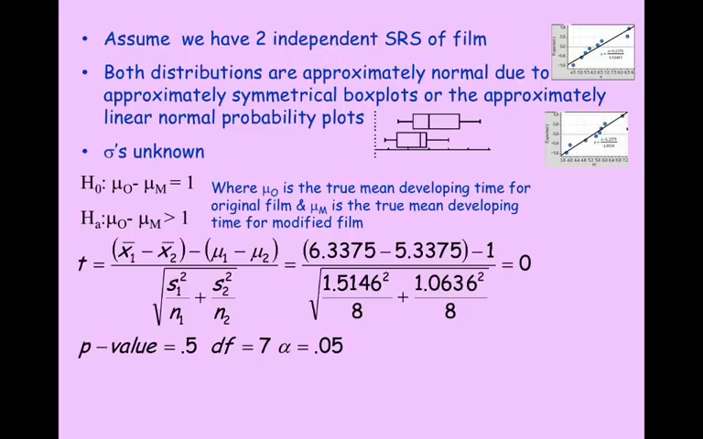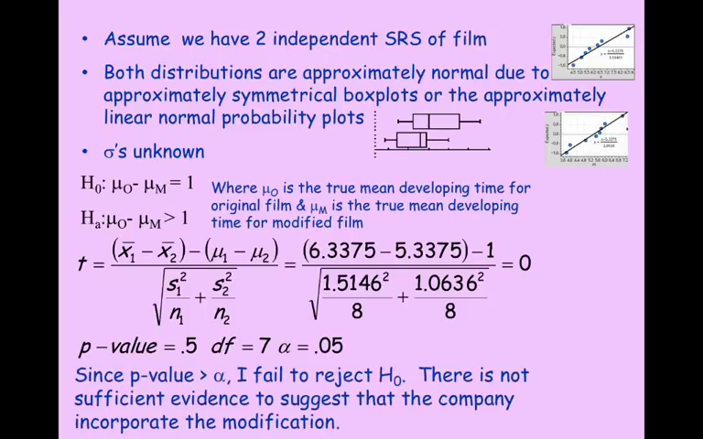So our p-value here is greater than alpha. So we would say, since our p-value is greater than alpha, we fail to reject the null. There would not be enough evidence to suggest the company should incorporate the modification. All right, there you go.